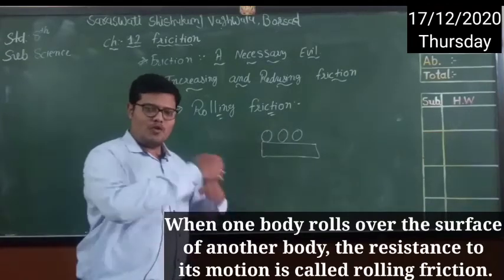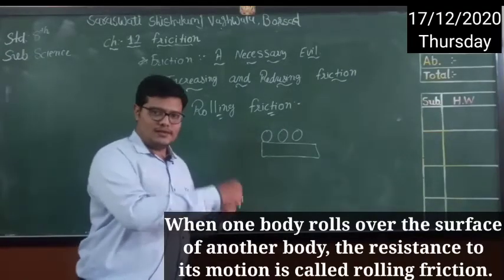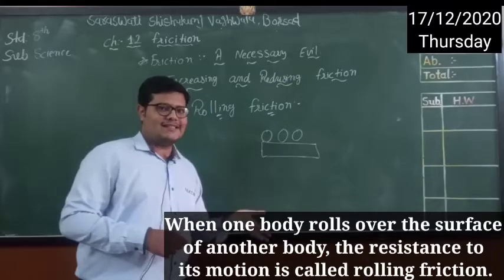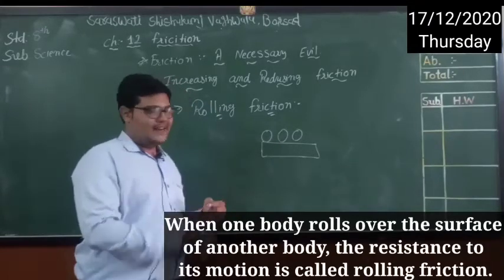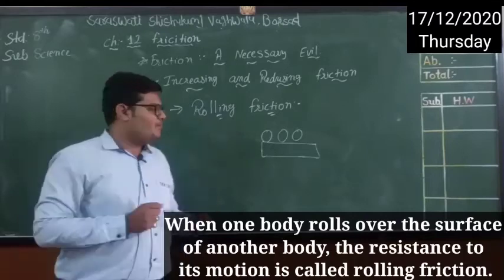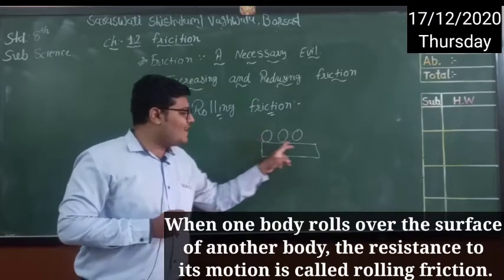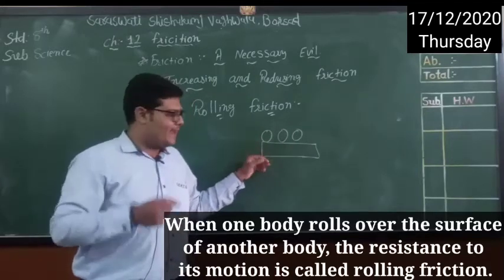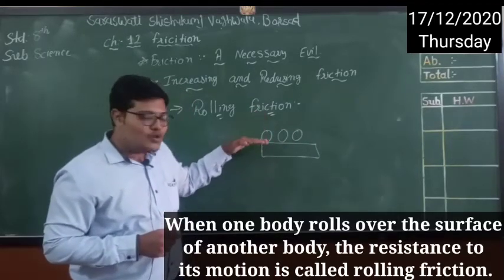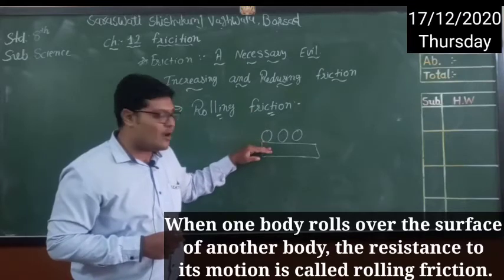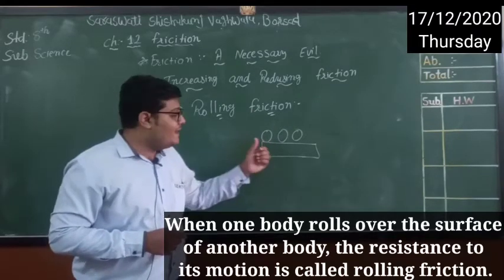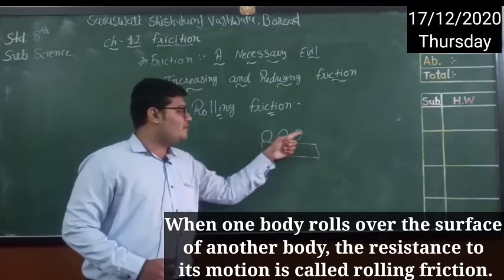I am talking about rolls because wheels always roll. It doesn't slide, it doesn't slip, it rolls. So that is why there is rolling friction. When one body rolls over the surface of another body, there is a resistance to the motion of this moving body.